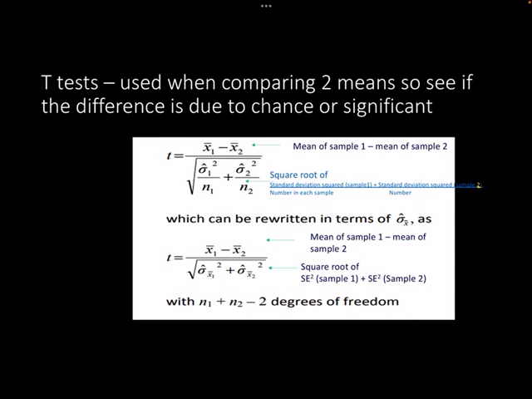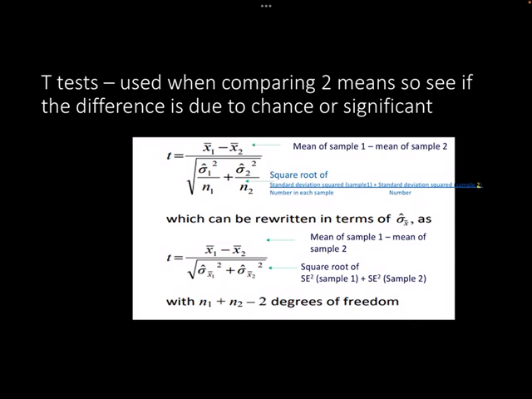So our t value is calculated using this formula. Your mean from sample 1, take away the mean from sample 2. Then we have the square root of the standard deviation squared of sample 1 divided by the number in the sample, plus the standard deviation squared of sample 2 divided by the number. But again, you will quite often be given the standard deviation about the mean or the standard error value.